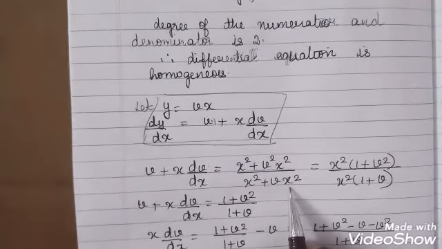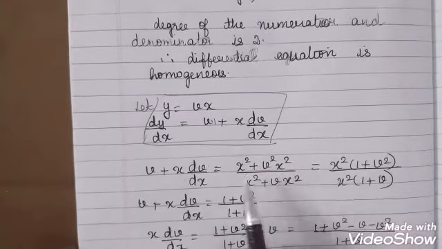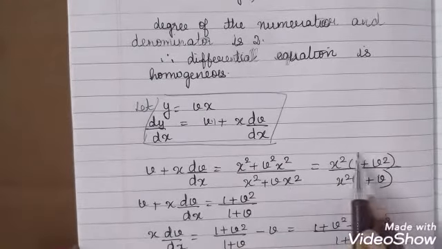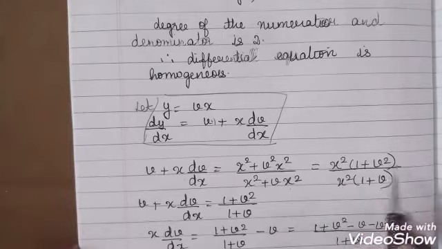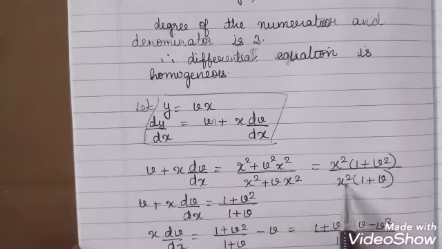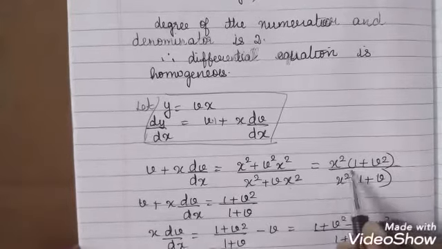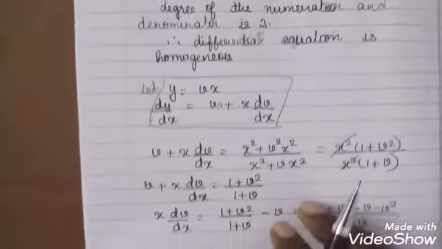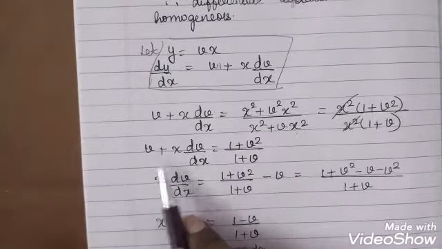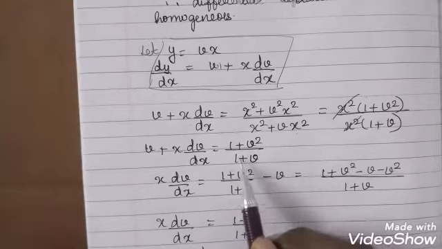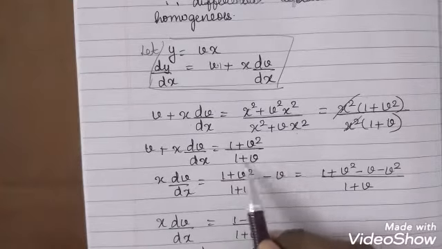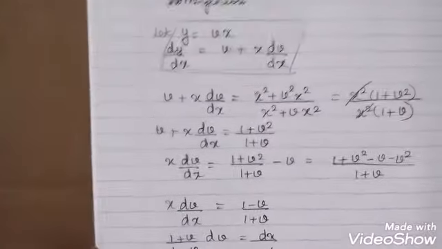What is x into vx? It's nothing but v x squared, which is equal to, take x squared common here. It is x squared into (1 plus v squared) divided by x squared into (1 plus v). Okay. So here if you see, your x squared and x squared get cancelled. So you're left with v plus x into dv by dx is equal to (1 plus v squared) divided by (1 plus v). This is what you have here.